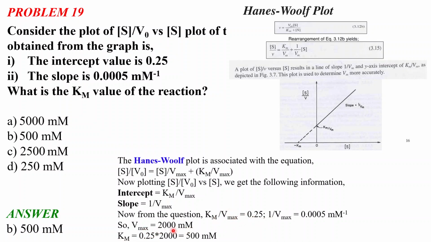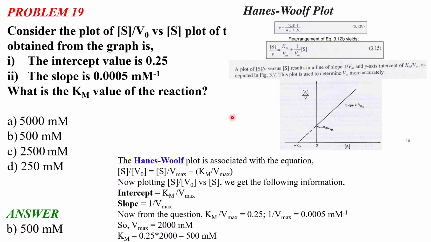Now Vmax is 2000 millimolar, so Km will be 0.25 into 2000 equal to 500 millimolar. Okay. So this Hanes-Woolf plot and this Lineweaver-Burk plot both can be derived very easily from the Michaelis-Menten plot itself.